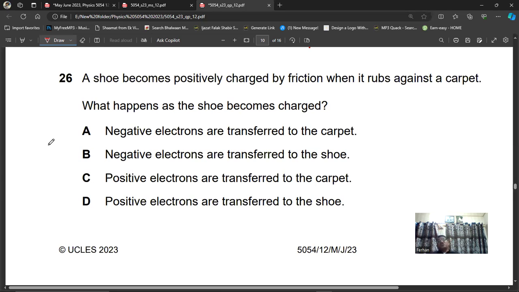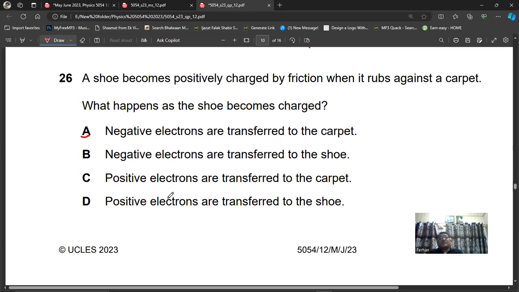What happens as the shoe becomes charged? Negative electrons are transferred to the carpet. That seems a good answer. Negative electrons are transferred to the shoe. That is not right, sir, because the shoe has become positively charged, so electrons have been transferred from the shoe to something.